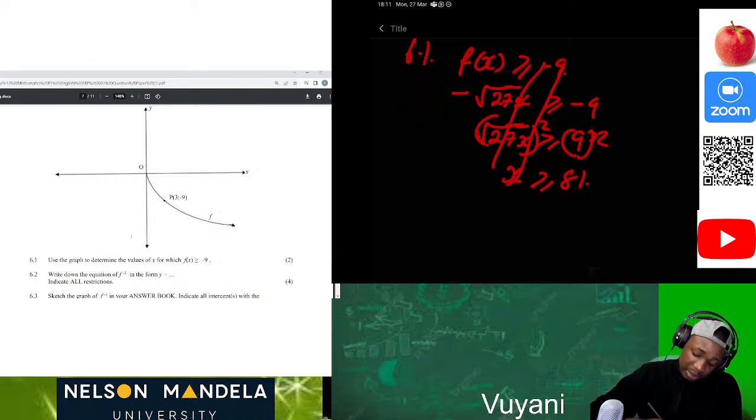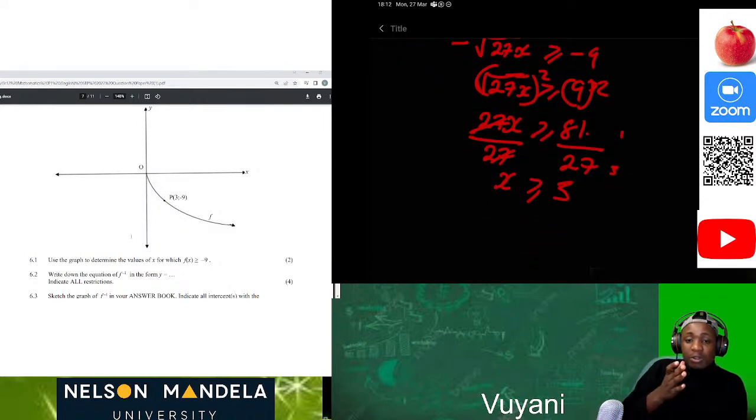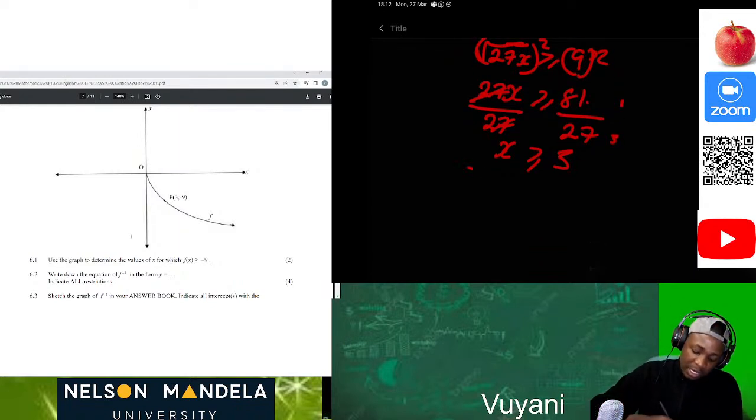Oh, we're actually right. Sorry for the confusion. We're actually right, because it was only supposed to be 27x greater or equal to 81. Then we divide by 27, divide by 27, then x will be greater or equal to 9. Here goes 3 times 9, here goes 9, 9, 9. Then we can see that x must be greater or equal to 3. But we can also see that from 0 to 3, also the values of x are located there. So it's 0 less or equal to x less or equal to 3.